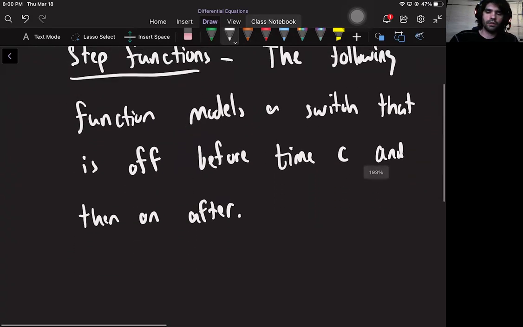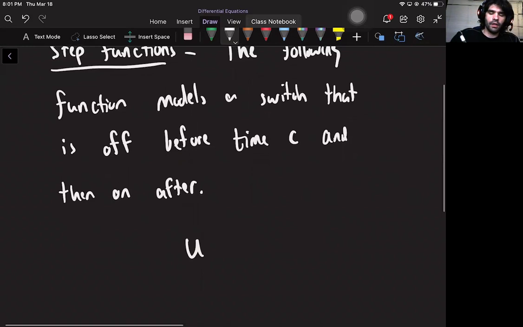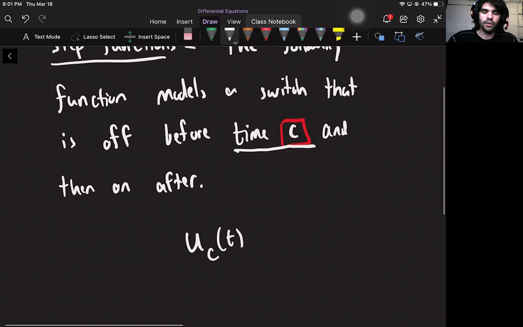And it's going to be written as a piecewise function because that's really what it is. And what we do is we use a subscript c to indicate this time at which the switch turns on. And it's a function of time. So this is the name of the function, u sub c of t.